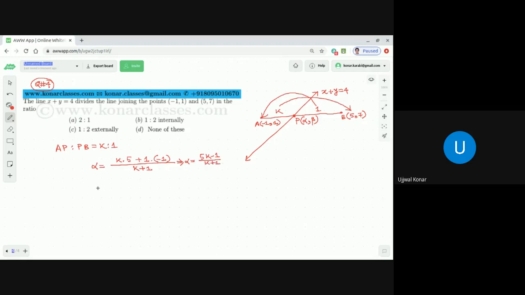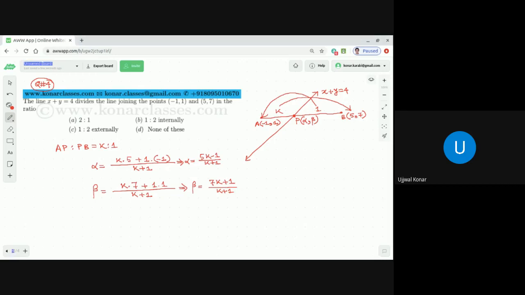In a similar manner, we can find the value of beta also, dear students. So how to find the value of beta? That is K into the y coordinate of the point B, that is 7, plus 1 into the y coordinate of the point A, that is 1, divided by K plus 1. That implies from here we get beta is equal to 7K plus 1 divided by K plus 1. I hope it is clearly understood, dear students.